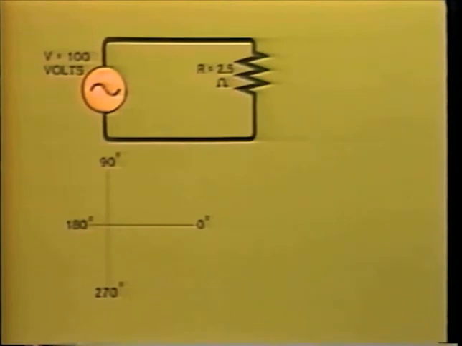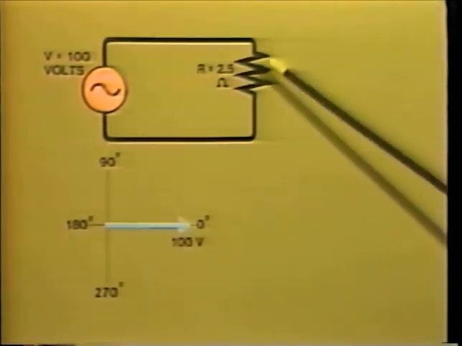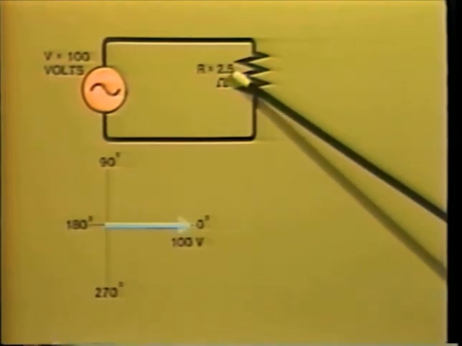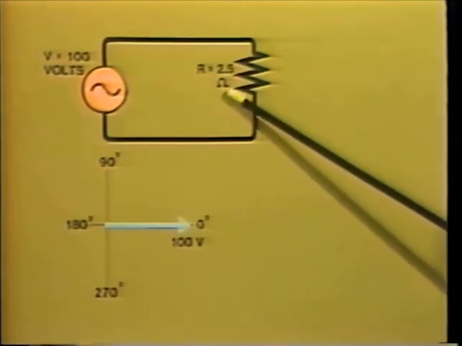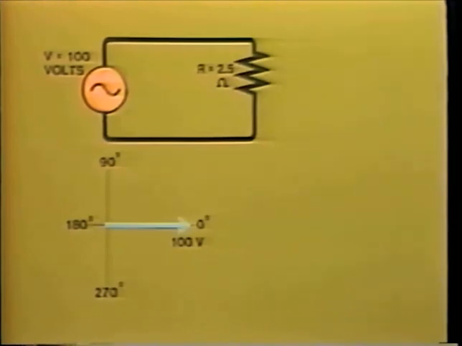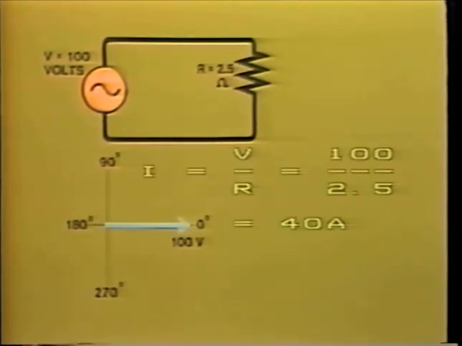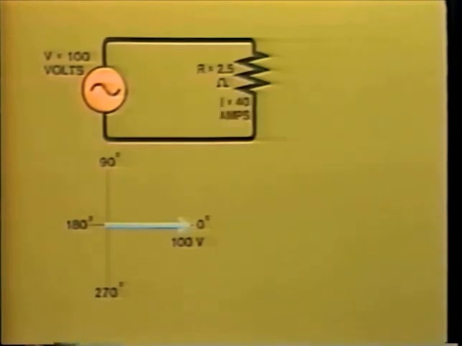We have a voltage of 100 volts. The resistance is 2.5 ohms, and ohms are usually represented by the Greek letter omega. So that will give us a value of current through the resistance of 40 amperes. So what is the power absorbed by this resistive circuit?